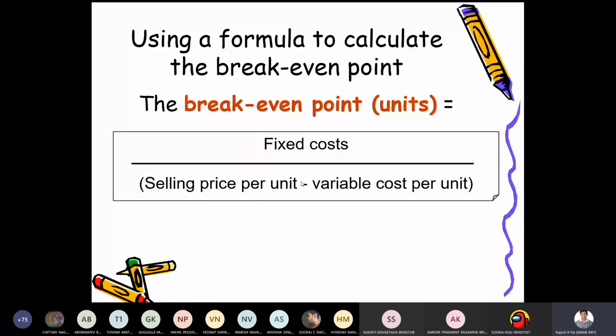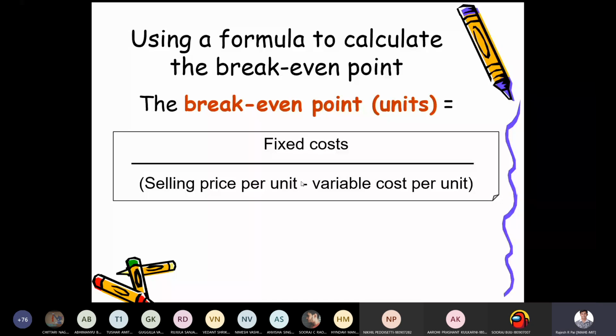Variable cost is nothing but the cost which increases with the volume of production. With the increase in the quantity manufactured, accordingly the cost associated with that will increase. So variable costs are nothing but the costs which vary with the unit of production or the volume of production. Using these three components we can calculate the break even point in terms of units.